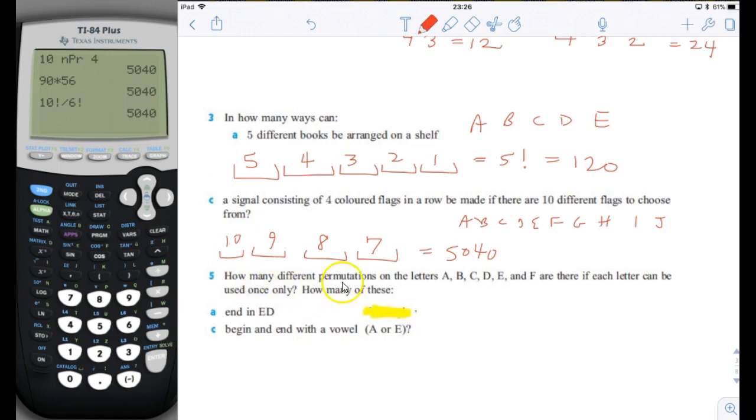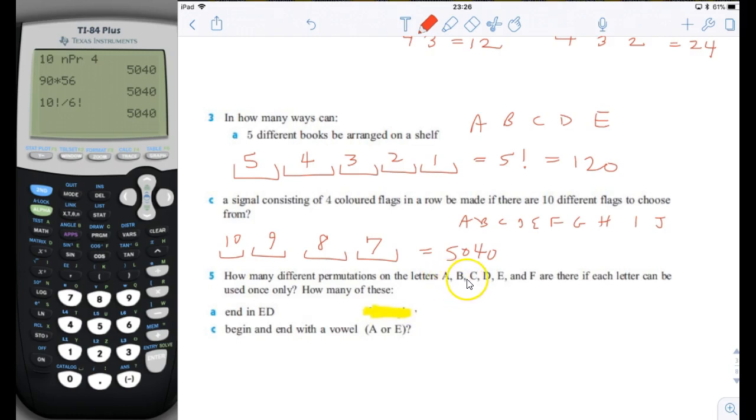Number 5, how many different permutations of the letters A, B, C, D, E, F are there if each letter can be used only once? How many of these end in ED? How many of these begin and end with the vowel A? Okay. So if you have 1, 2, 3, 4, 5, 6 letters, and each letter can only be used once, how many different permutations are there?